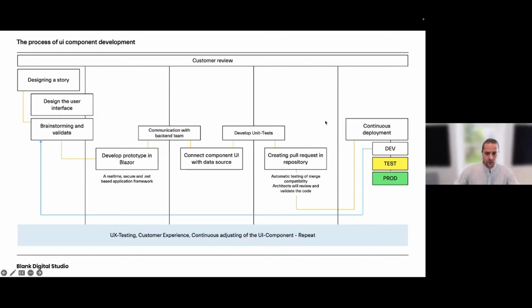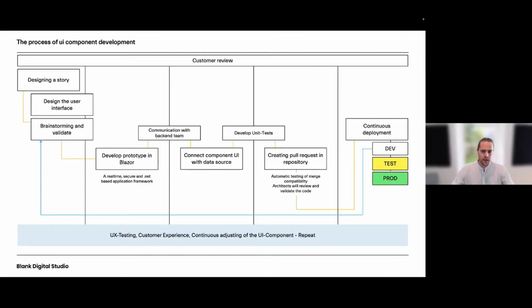And as you can see from the blue line here, the idea is that we can repeat this every time. Once we have developed the first prototype, we hand over to the next stage, which is communicating with the backend team, like with Oliver, for example, who then connects the static component that we developed with the real data source. Really important are the unit tests, which stand for very secure testing that validates the code that has been created.